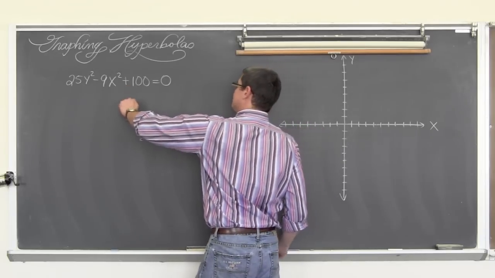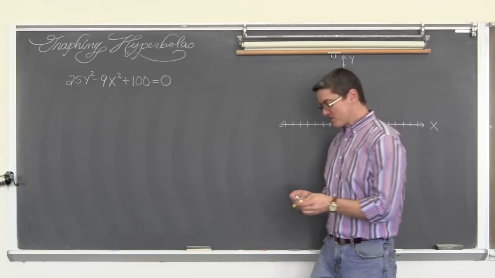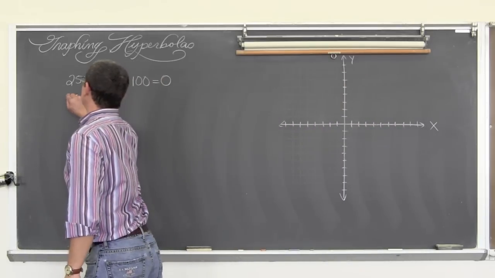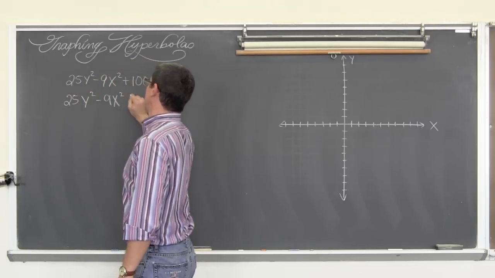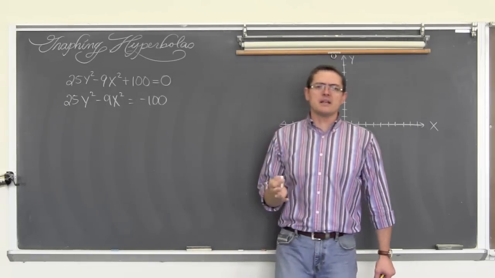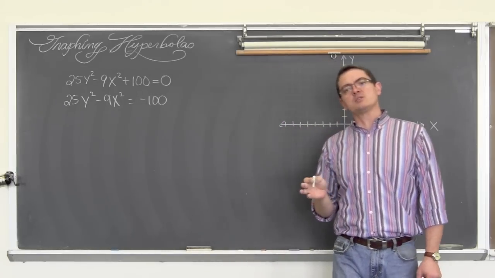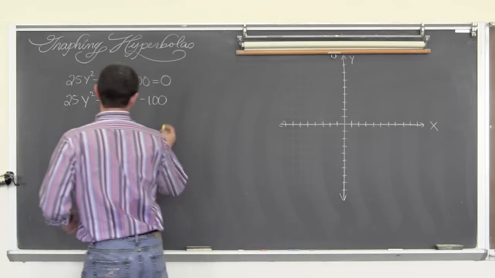So here's why. We're going to get these squared terms alone, move the 100 to the other side with subtraction. So we're going to get 25y squared minus 9x squared equals negative 100. Now this is not in standard form until you get the equation set equal to 1. So we're going to divide everything by negative 100.